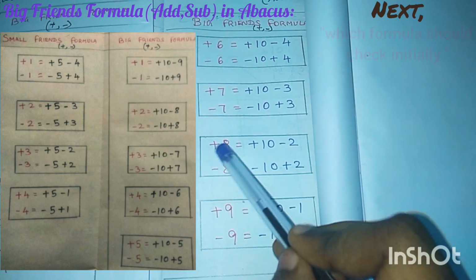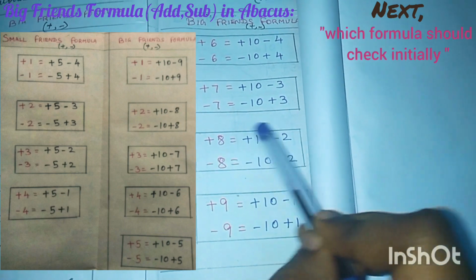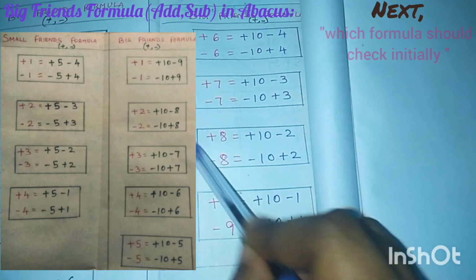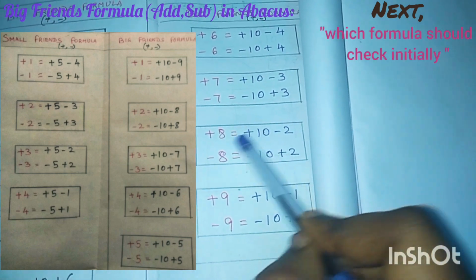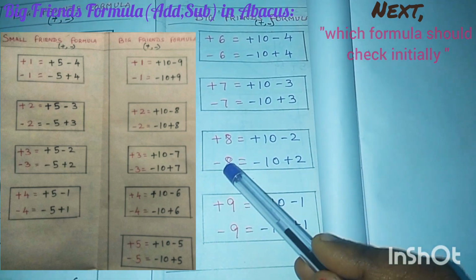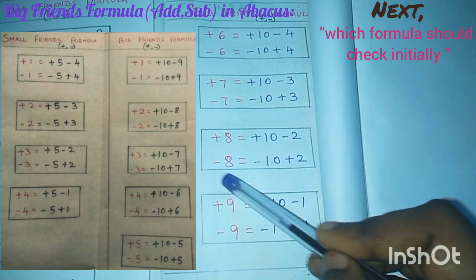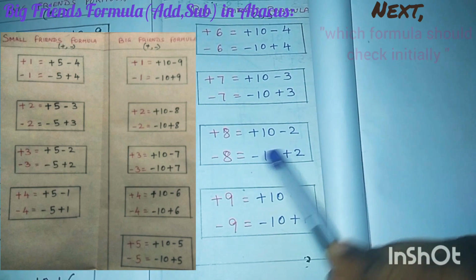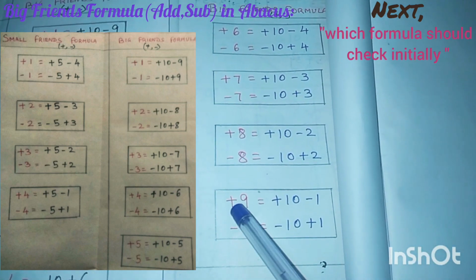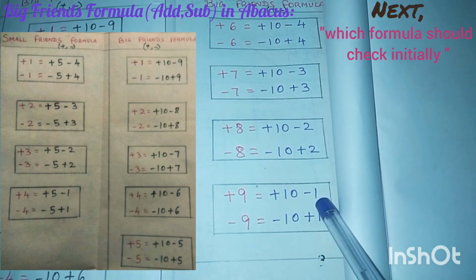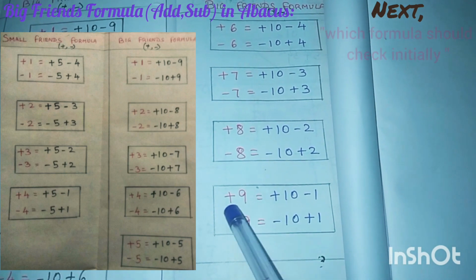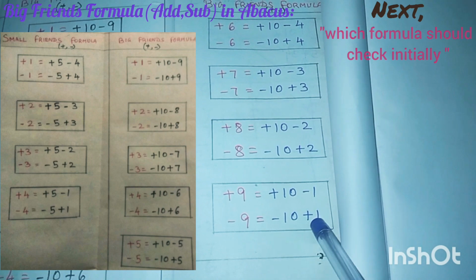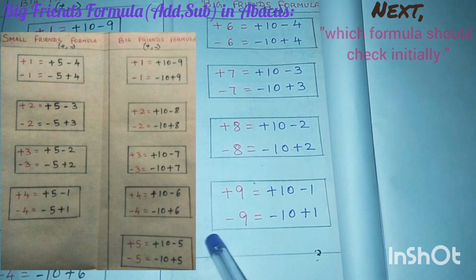Next, 8's big friend is 2 since 8 plus 2 equals 10. When adding 8, the friend of 8 should be in minus and the boss will be in plus in the addition part. Next, if we need to do minus 8, the friend of 8 should be in plus and the boss will be in minus in the subtraction part. When we need to add 9, the friend of 9 should be in minus and the boss will be in plus in the addition part. And for subtracting 9, the friend of 9 should be in plus and the boss will be in minus in subtraction.